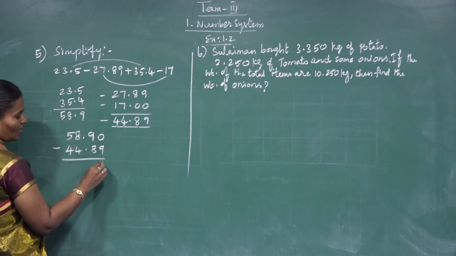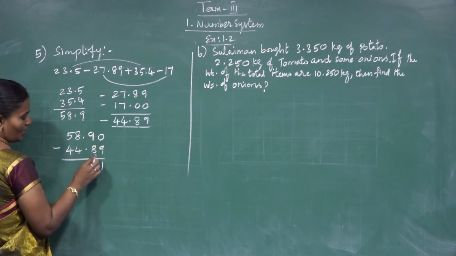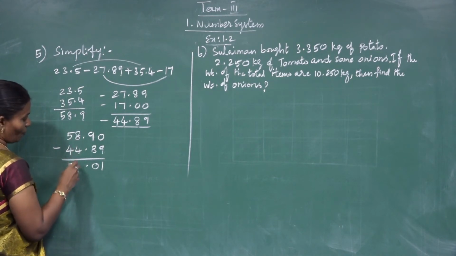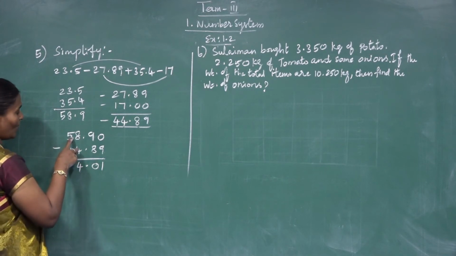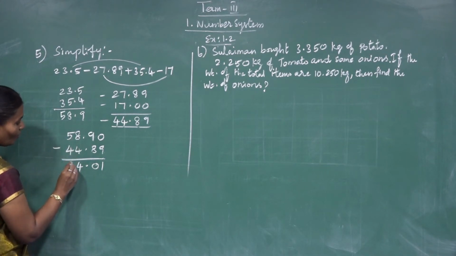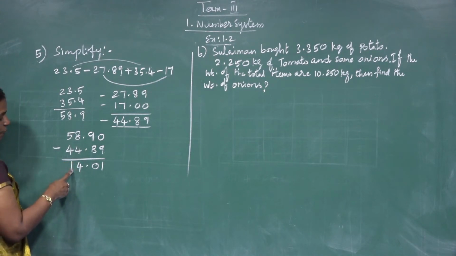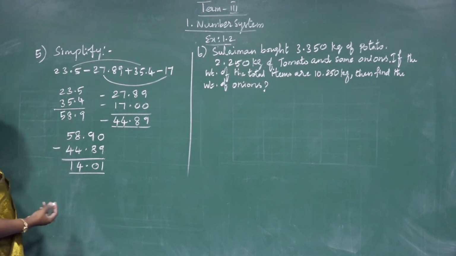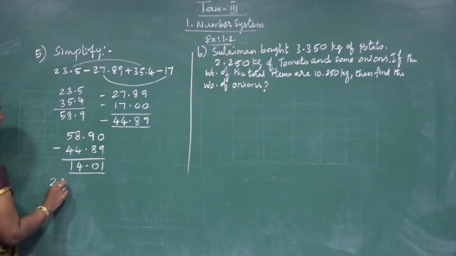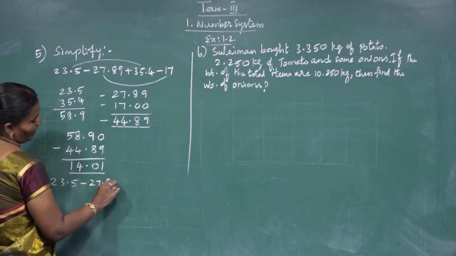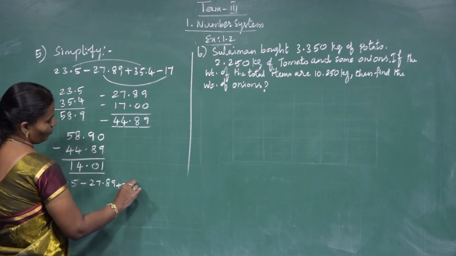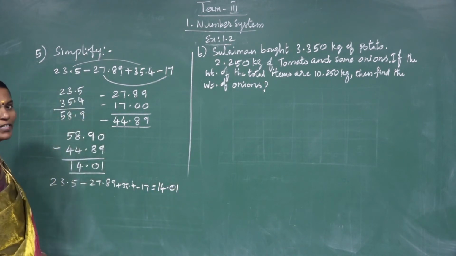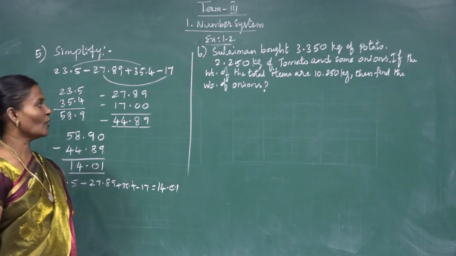10 minus 9 is 1. 8 minus 8 is 0. Point. 8 minus 4 is 4. 5 minus 4 is 1. So what is the answer? 14.01. That is the answer. So 23.5 minus 27.89 plus 35.4 minus 17 is equal to 14.01. Understand, children? Good.